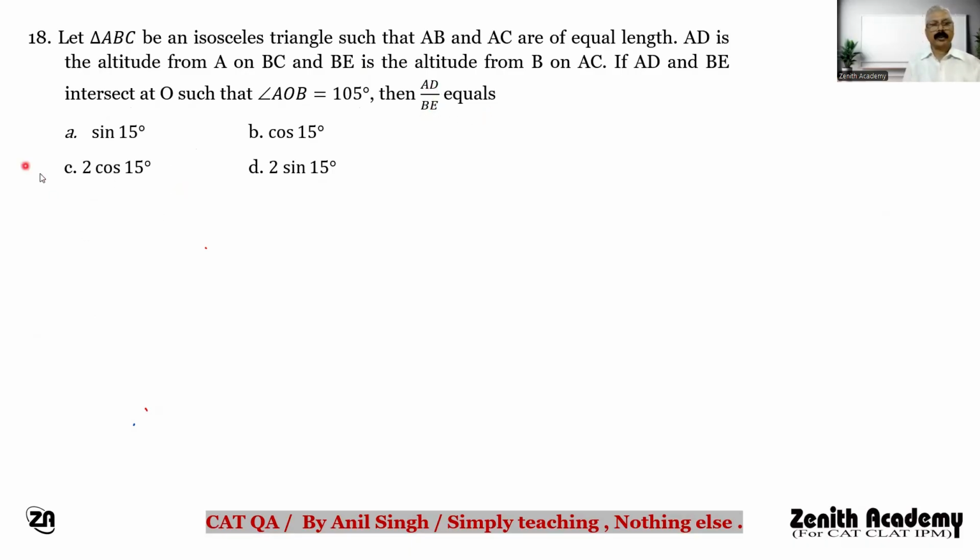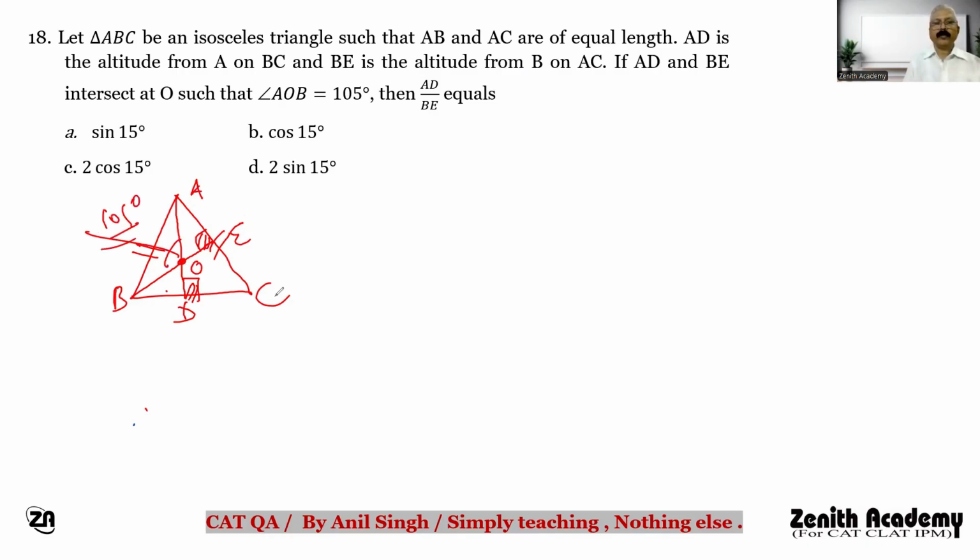Okay. So the question is like, this is a triangle ABC, and here AB is equal to AC, and altitude from A on BC. AD is the altitude, so this must be 90 degree, and BE is the altitude on AC, so it will also be 90 degree. And this intersection point is O, and AOB is given 105 degree. Then find AD upon BE. This is the question.